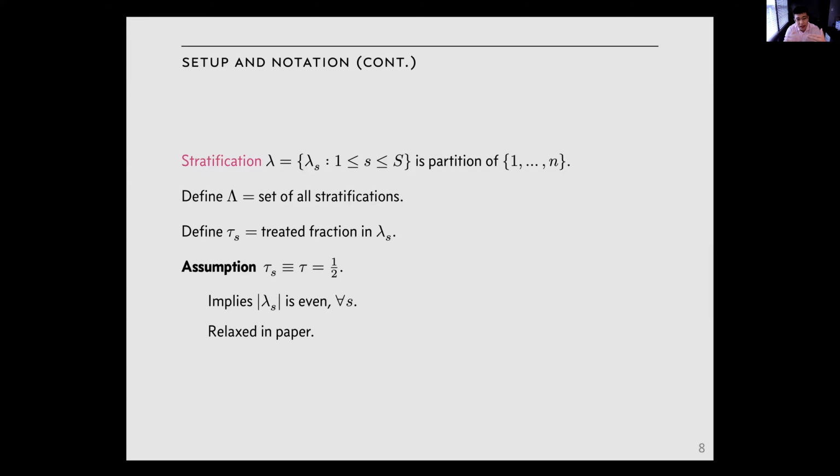Now, of course, once I stratify them, I still have a choice to make, which is what fraction of each stratum I want to assign to treatment. And that is denoted by tau s. As I said before, I'm going to focus on tau s equal to 1/2 today, but this can be relaxed in the paper. The only obvious restriction that tau s equal to 1/2 is going to make is that every stratum has an even size. So it can be size 2, 4, 6, or things like that, but I don't know how to assign half of 3 units into treatment. That's the only restriction that I need to make.